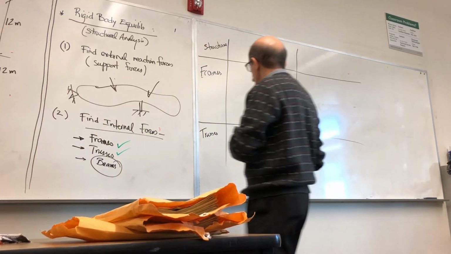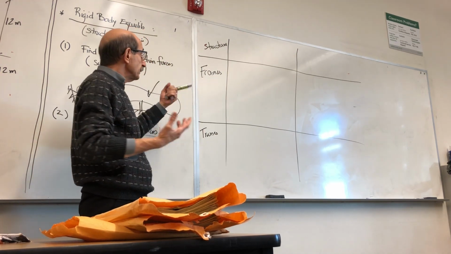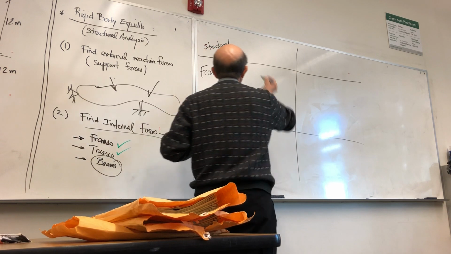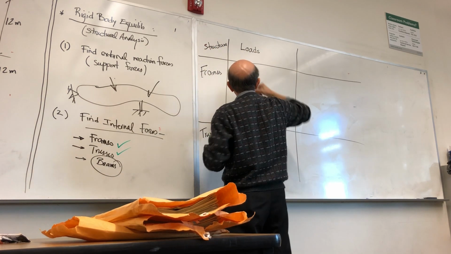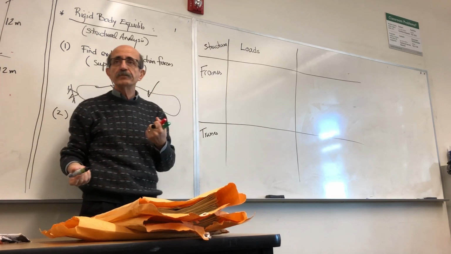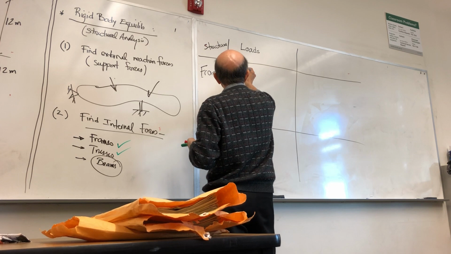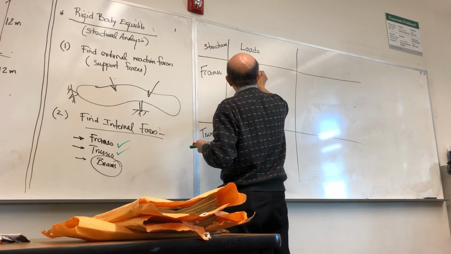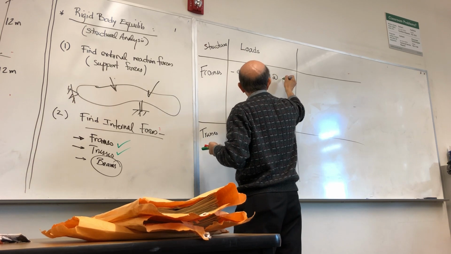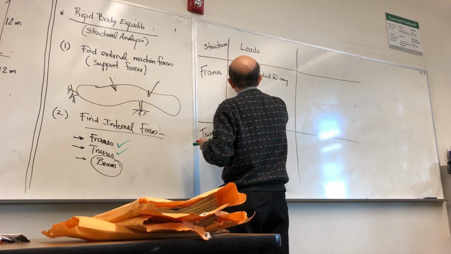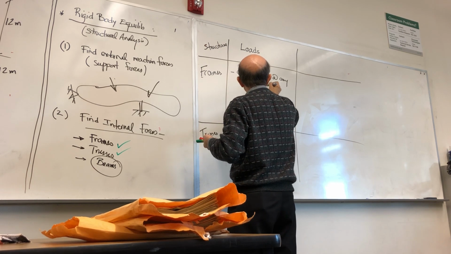So what are the attributes of these two structures that define them as a frame or a truss? First of all, in terms of the loads that these structures carry, and the way they carry them. In frames, loads can be applied at any location on the structure.